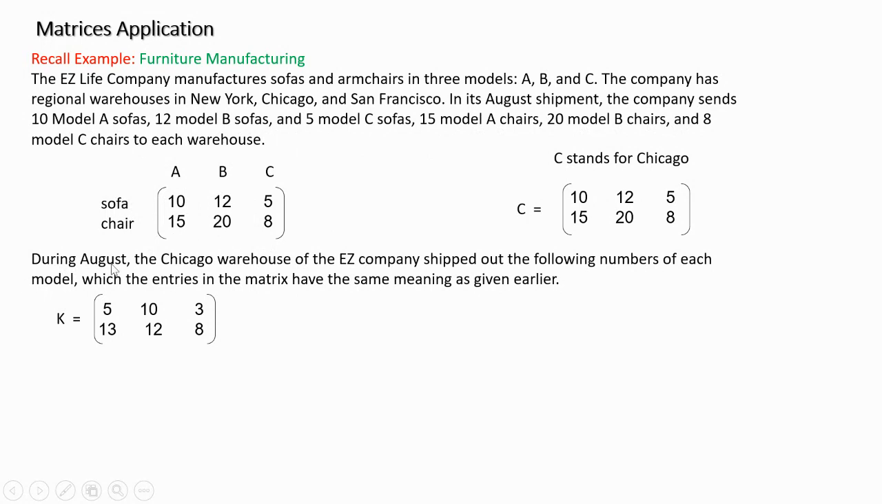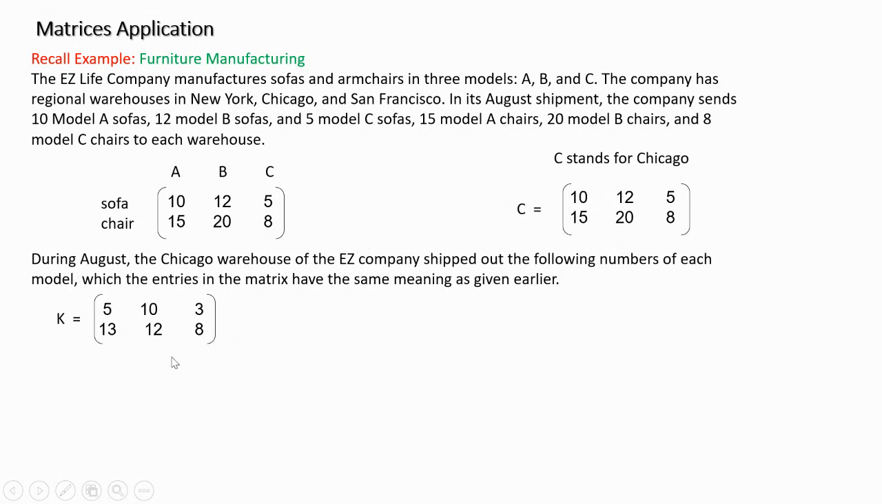Now, during August, the Chicago warehouse of the Easy Life Company shipped out the following numbers of each model, where the entries in the matrix have the same meaning as given earlier. So in other words, this was sent to Chicago, because the 10, 12, 5 sofas and 15, 20, and 8 chairs were sent to each city. That's why we put a capital C, which is the matrix that goes to Chicago. And K means that these were shipped out.